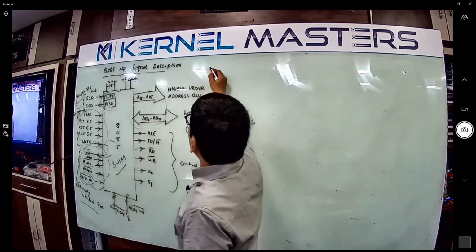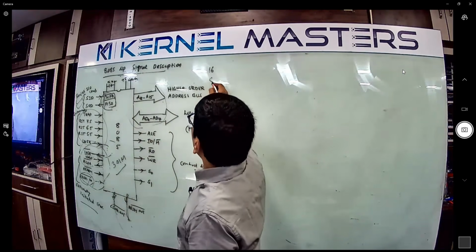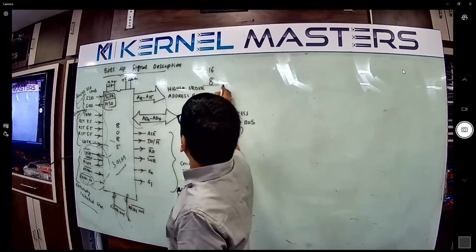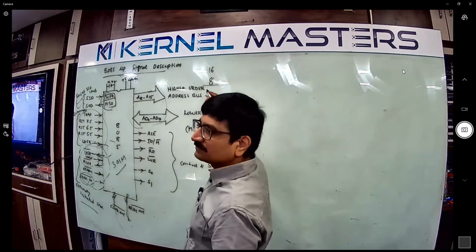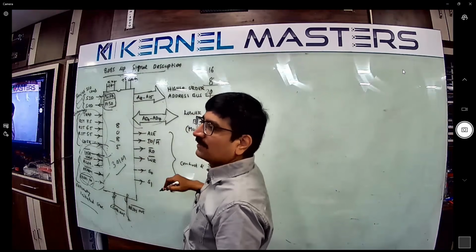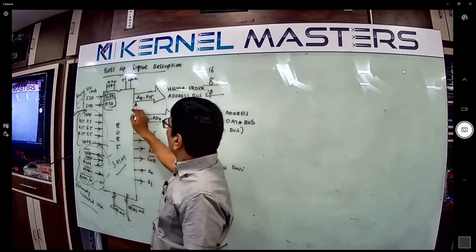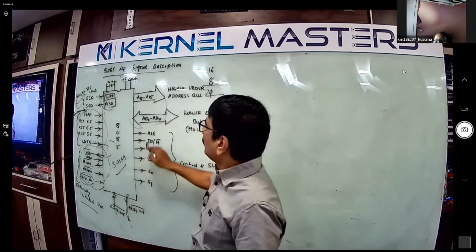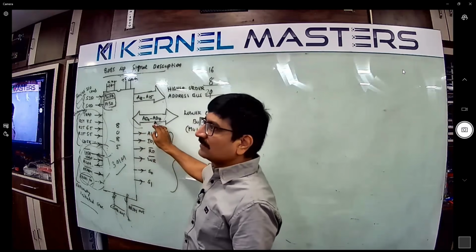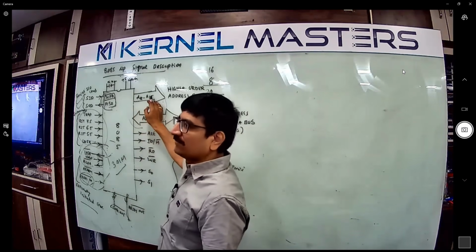Next one, you can see. Already studied also, 16 address lines are there, and 8 data lines only. 16 plus 8, how many pins are required in total? 24 pins required. But here you can observe, the address lines are divided into two parts only. Lower address lines A0 to A7, higher address lines A8 to A15.